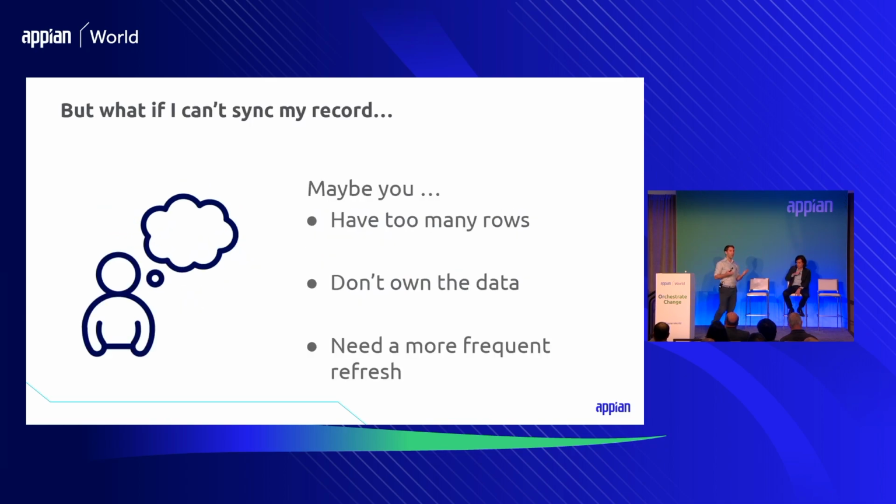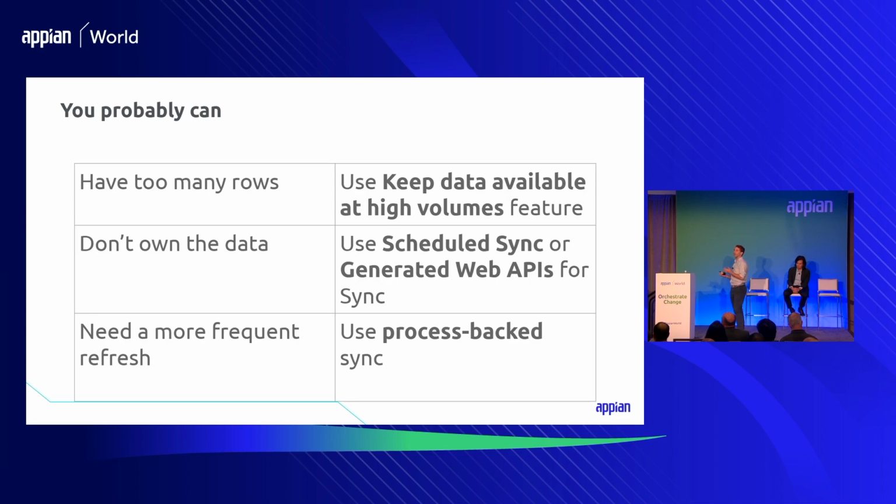But you might say, well, what if I can't sync my record, right? What if I have too many rows? What if I don't own the data? What if I need a more frequent refresh than that daily refresh we give you right now? Well, you probably can sync your record, and I would argue that you probably should sync your record. Say you have more than 4 million rows. Well, sync the last 4 million rows. So use the keep data available at high volumes feature to say, well, I want to keep the last 4 million rows using this column as my last updated, and I want to keep the last 4 million updated rows. And the rest of the data is still in the database. You can still access it through your old approach using query entity. But now you get all those sync record features on the last 4 million rows, which probably gives a lot of value to your business users.